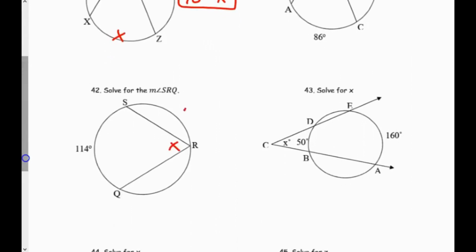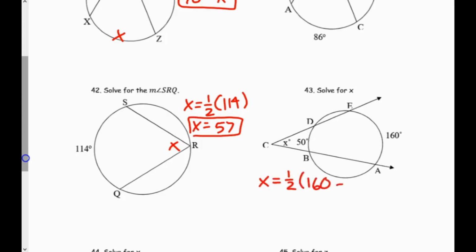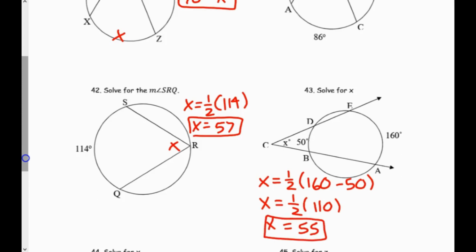The angle equals 1/2 the arc. Half of 114 is 57. Okay. So on this one, again, you get to use your formula chart. Outside angle equals 1/2 big arc minus small arc. So we need to get 1/2 of 110, which is 55.